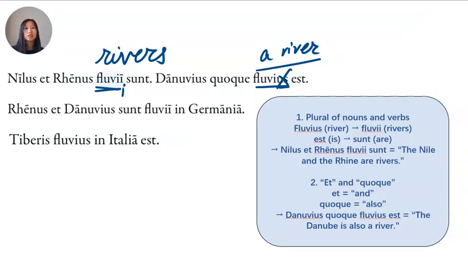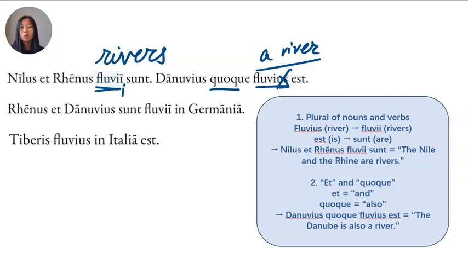Now Latin does this a lot, so they change around endings. So you're just going to have to memorize this. Seriously, you have to memorize it. Now, Danuvius quoque fluvius est. So this is just, the Danube is also a river, right? Quoque is also. So the Nile and the Rhine are rivers. The Danube is also a river.